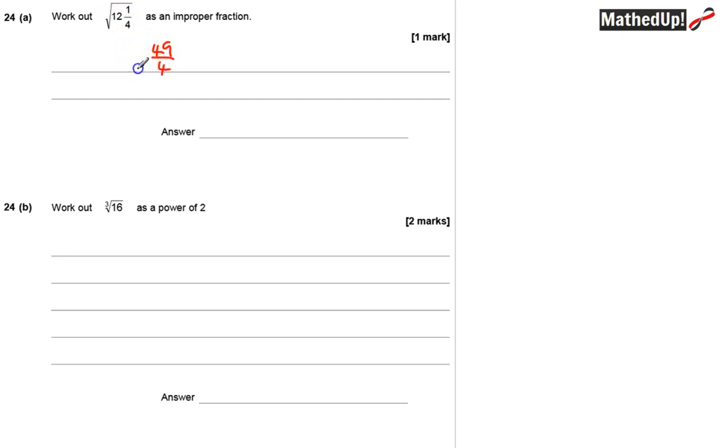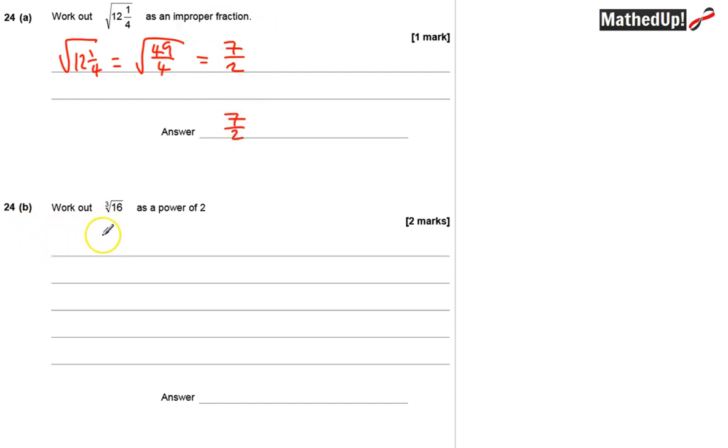So the square root of 12 1/4 is equal to the square root of 49 quarters. Now this is useful because 49 is a square number and 4 is a square number, so the square root of 49 is 7 and the square root of 4 is 2, so that must be equal to 7 halves. So I've just square rooted 49 quarters and got 7 halves. So my answer, as an improper fraction, is 7 halves.